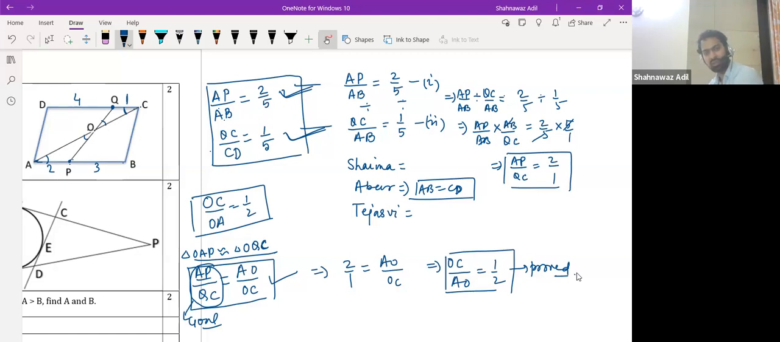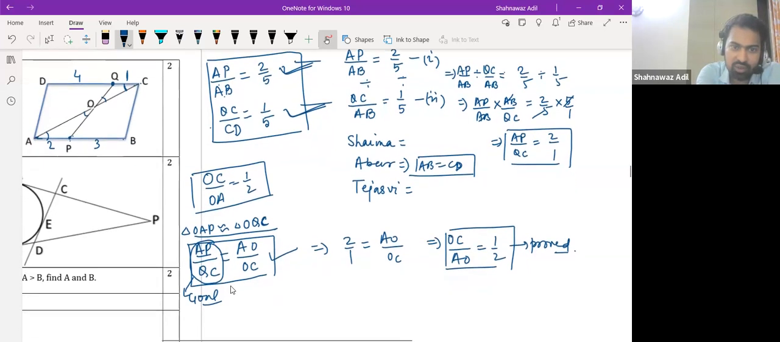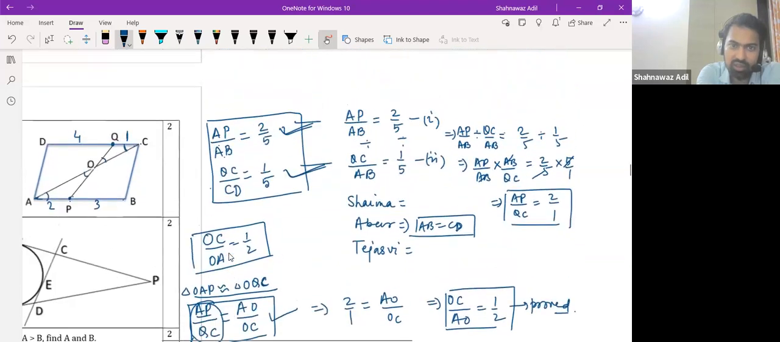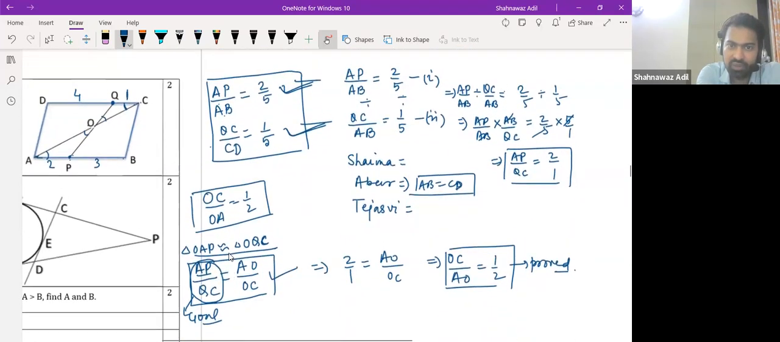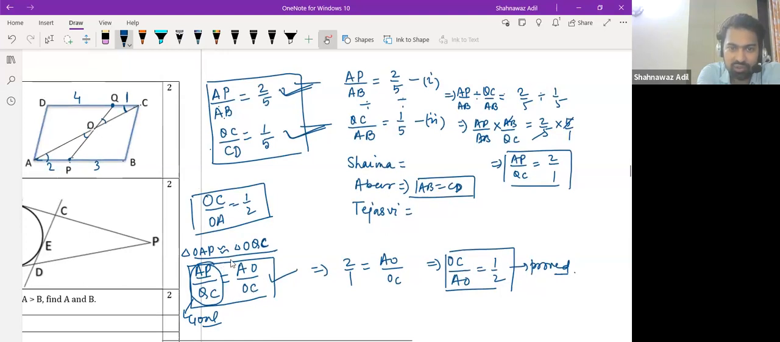Good, everyone. So please note this part, right? And remember, this is a 2 mark question, so you don't need to prove why these two are similar. If this had been a 4 mark question, then you would have to prove why these are similar, or you can just write by similarity. Okay, please note it down, and if you have any doubt, then please tell.